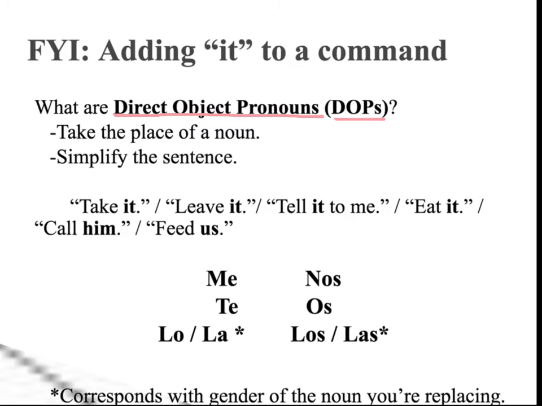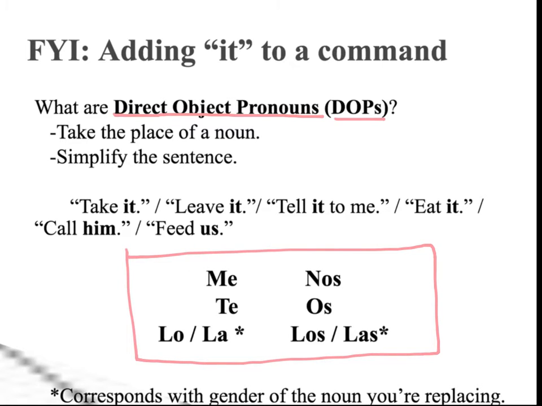We do this all the time in English too. Rather than saying the whole sentence, all of the details, we simplify it down to it, or him, or us. Similarly, in Spanish, we use direct object pronouns to take the place of a noun to simplify a sentence. So here are the direct object pronouns in Spanish, sometimes called DOPs.